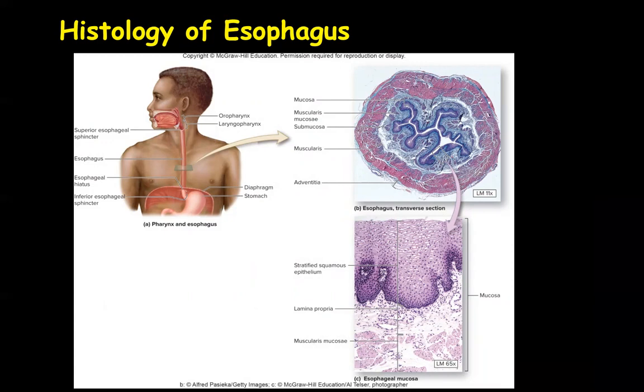In the submucosa, you'd see scattered mucus glands. In the muscularis externa, we're going to see those inner circular and outer longitudinal muscle layers. And the outer layer is the adventitia. So there's no serosa, there's an adventitia that's anchoring the esophagus into its position.